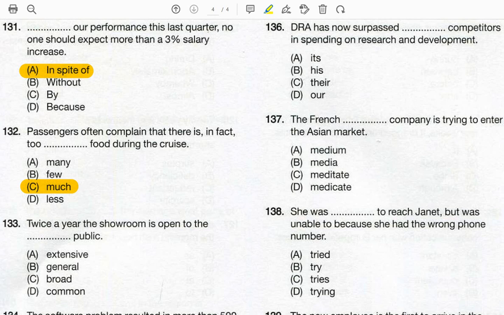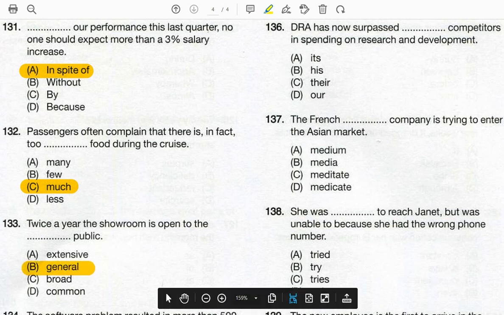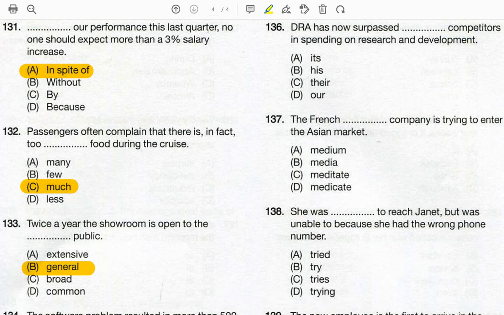Next, twice a year the showroom is open to the general public. So actually, general public is a set expression that we need to learn by heart, referring to anyone in general. A option, C option, and D option, extensive, broad, and common, are similar in meaning to general, and all are adjectives. However, none is used to describe the public.